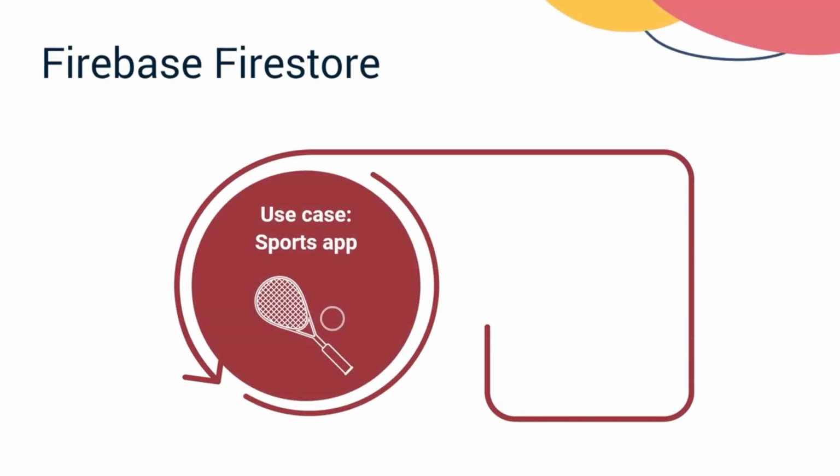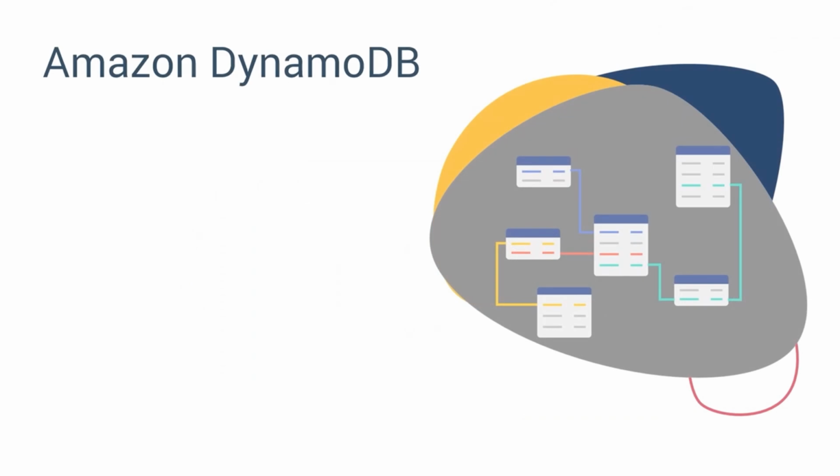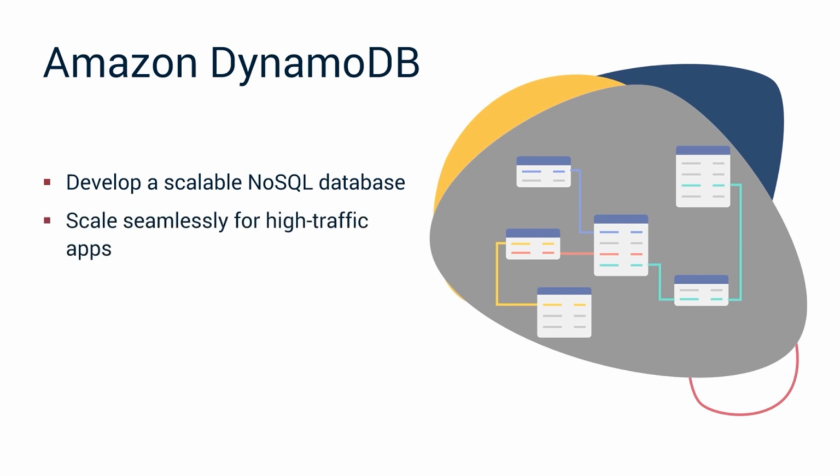Consider a sports app. Firebase Realtime Database can handle live score updates, ensuring all users see the changes immediately. Amazon DynamoDB, offered by AWS, is a fully managed NoSQL database service. It provides fast and predictable performance with seamless scalability, making it ideal for handling high-traffic applications.